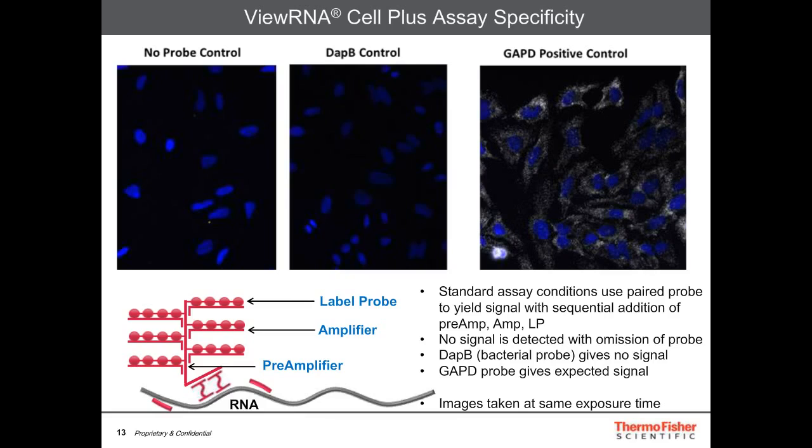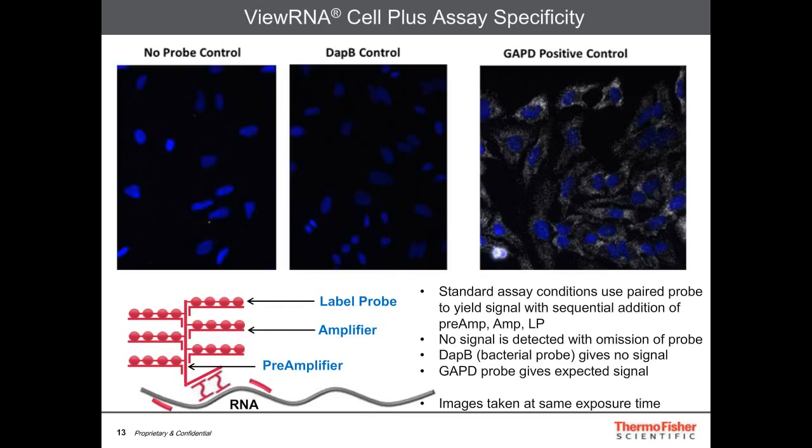This image in the center is the DapB control. DapB is just an E. coli gene, and so it should not be expressed. These are human HeLa cells, and so there should not be any expression of DapB mRNA in the cells. And we can see that there's no signal present. The only thing we see are the nuclei of the cells.